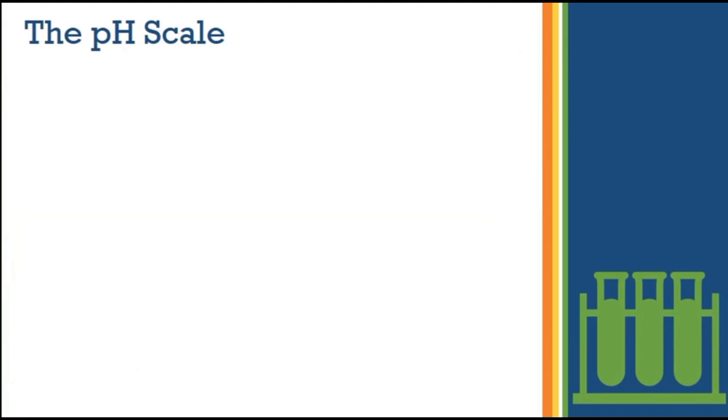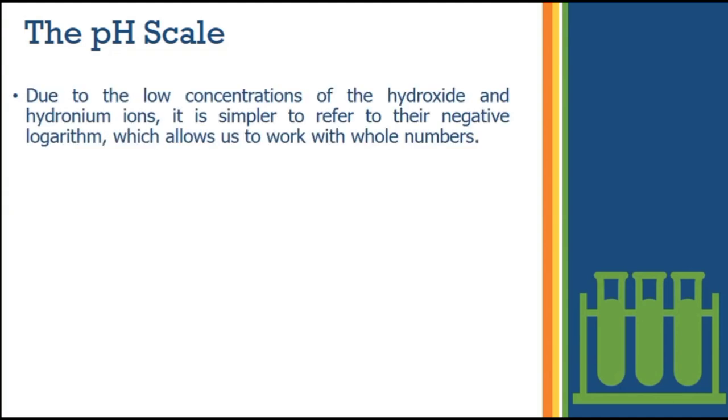This brings us to the pH scale. And maybe you started thinking, 10 to the minus 14, that number 14 in chemistry is very, very important. You know, many people make a fuss about this number 13. They say 13 is an unlucky number. All right, what about 14? Well, the pH scale, here we have it. Due to the low concentration of the hydroxide and hydronium ions, it is simpler to refer to the negative logarithm, which allows us to work with whole numbers.